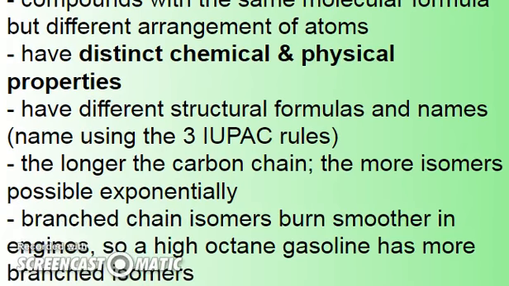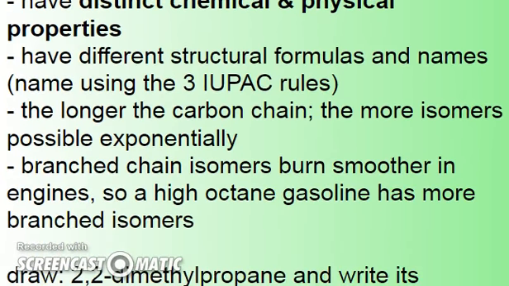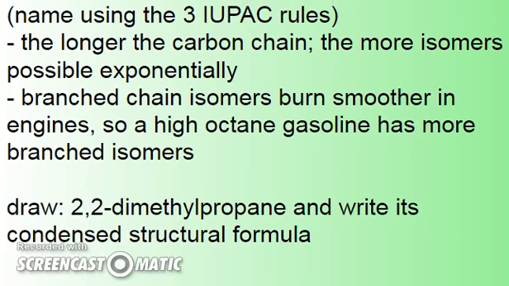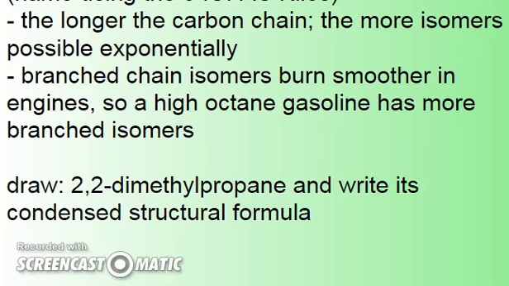The longer the carbon chain, the more isomers that are going to be possible, and that goes up exponentially. You know, you get to butane being the first one with any isomers, and all of a sudden, as you get to hexane and heptane, you got lots and lots of isomers.